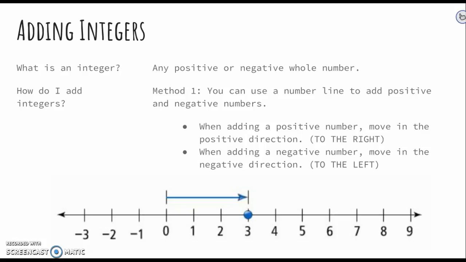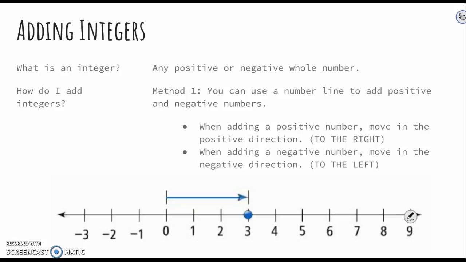One method that we can use is a number line to add positive and negative numbers. When adding a positive number, we will move in the positive direction, which means we're going to move to the right. When adding a negative number, we're going to move in the negative direction, which means we're going to move to the left. So let's look at this problem.